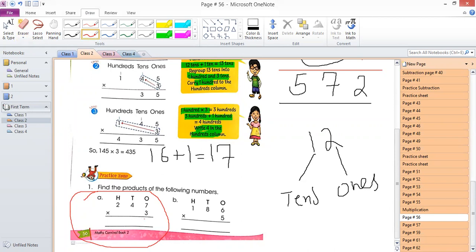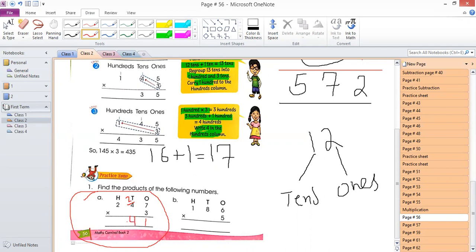21. Okay. What should I write here? Put 1 under the 4. Okay. 2. And 2? Yes. Here? Yes. Now 12 and 2, 14. 12 plus 2 is 14. What should I write here? 4.